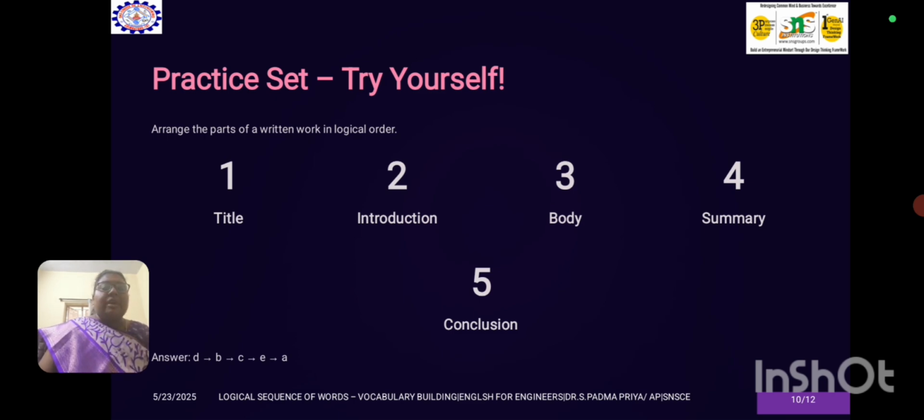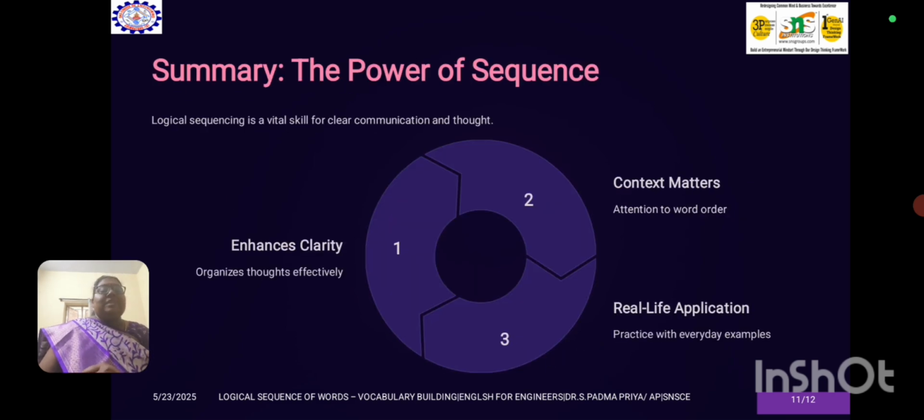So you can try this method, and then you can practice a few different sets by yourself by following all these 5 points. So here I have given 5 points, that is titling, introduction, body, summary, and conclusion. So when you put all these things together in a paragraph, you will get a sequential form of sentences.